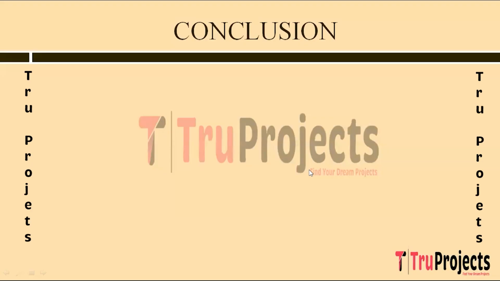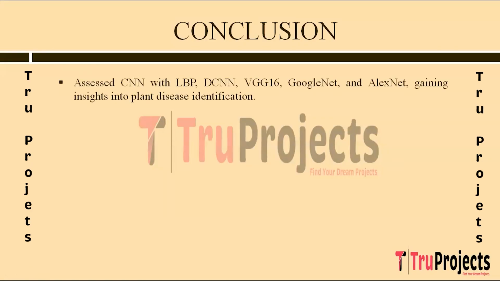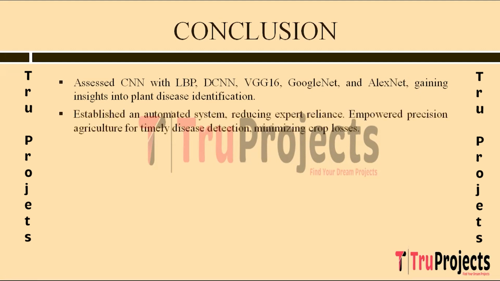So the conclusion here is the project successfully implemented and evaluated diverse deep learning models including CNN with LBP, DCNN, VGG16, GoogleNet, and AlexNet. Through systematic comparison, insights into their effectiveness for plant disease identification were gained. The establishment of a cost effective and automated plant disease classification system reduces reliance on expert driven methods. This technological advancement empowers precision agriculture with timely and accurate disease detection, minimizing crop losses.